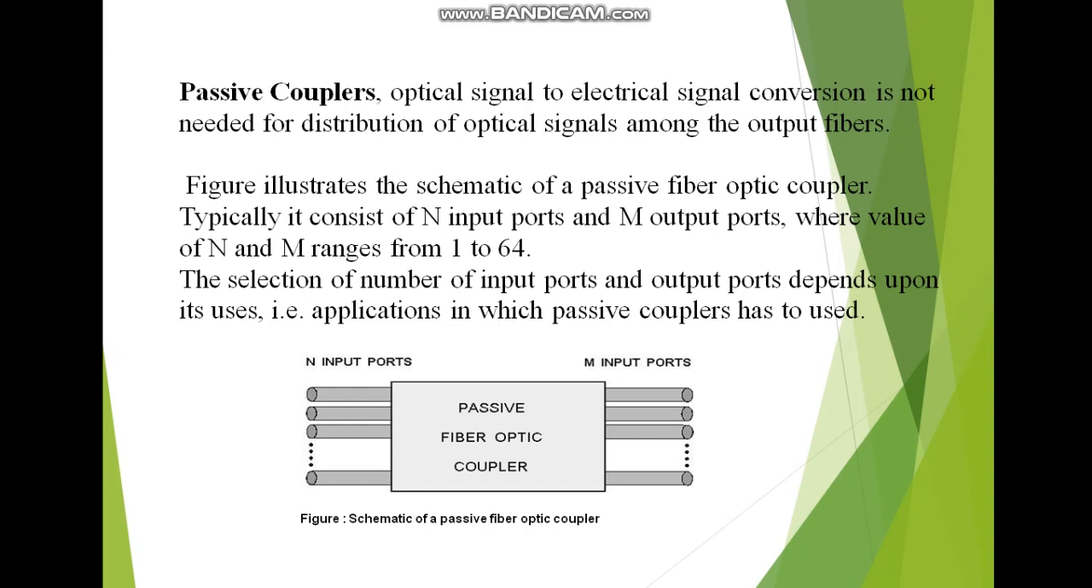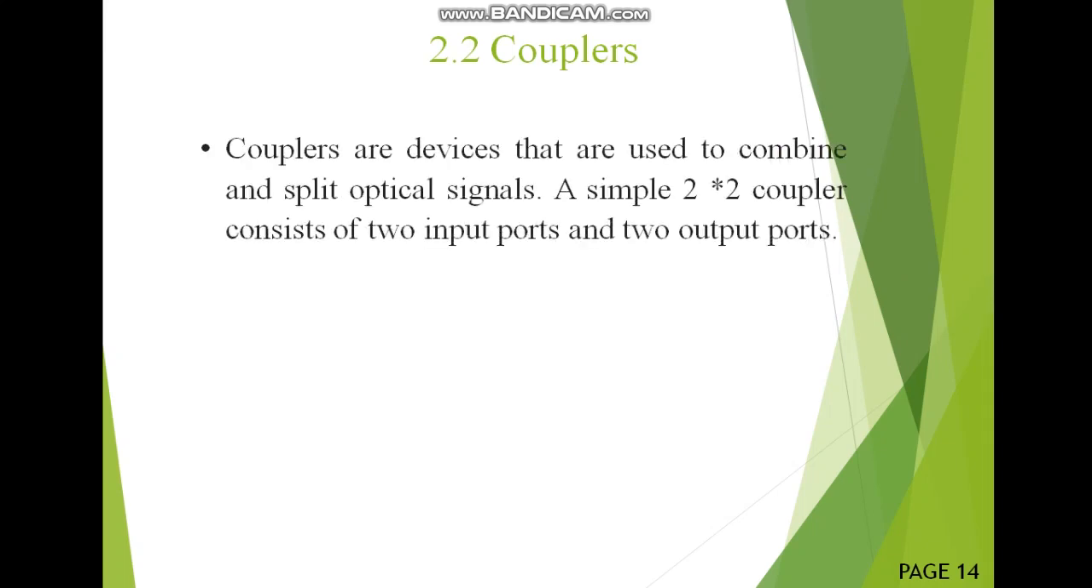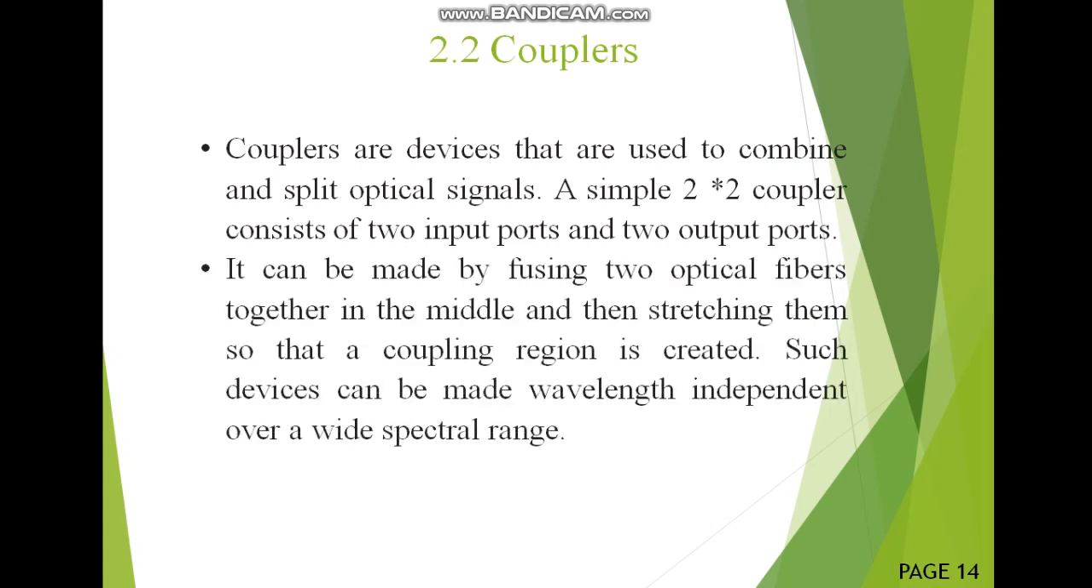Next I will discuss the couplers. What do you mean by a coupler? Couplers are devices that are used to combine and split optical signals. The basic coupler design is 2 cross 2, that means 2 input ports and 2 output ports. How are these couplers made? Couplers are made by fusing 2 optical fibers together in the middle and then stretching them so that a coupling region is created. This coupling region is very important because it defines the coupling ratio. Such devices can be made wavelength independent or wavelength dependent over a wide spectral range.